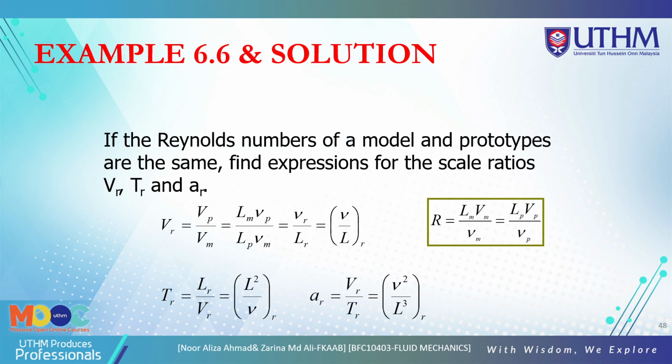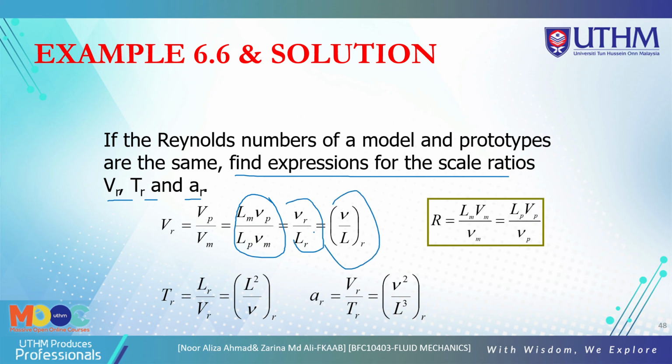If the Reynolds number of the model and prototype are the same, find the expression. This is just an expression based on the ratios VR, TR, and AR for the Reynolds. The velocity ratio is equal to V for the prototype divided by V for the model. You just put it here until you get the VR and AR. Actually this is based on using the unit, just converting units and so on, based on the prototype and model.